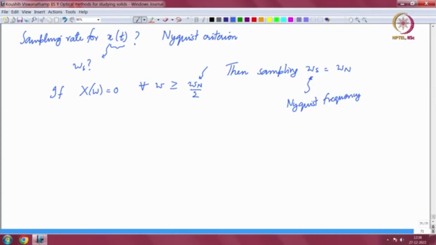If you do not sample at this frequency or higher, you can obviously sample higher however high you want, right, but if you sample lower than this particular frequency, then it will lead to data loss. You will not be able to reconstruct the signal entirely. This is something to keep in mind.